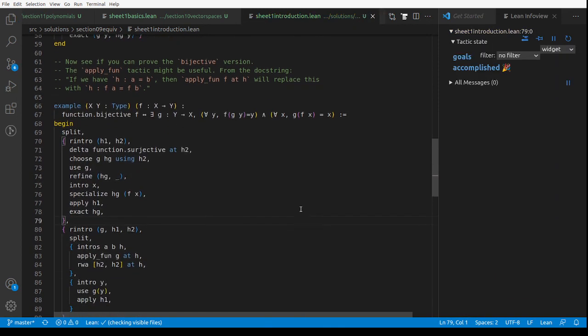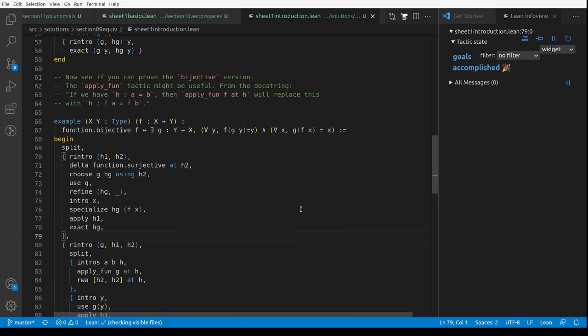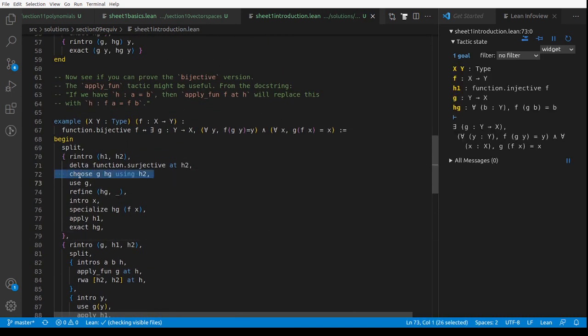I mean, this could be tidied up a bit, but you know, somehow this choose tactic was the thing I wanted to show you. Right, that's it for that sheet. Thanks a lot for watching.